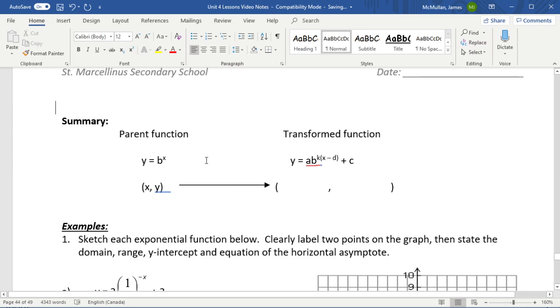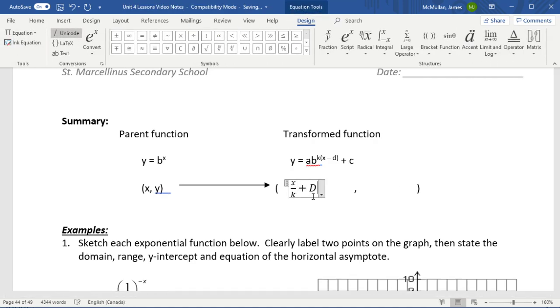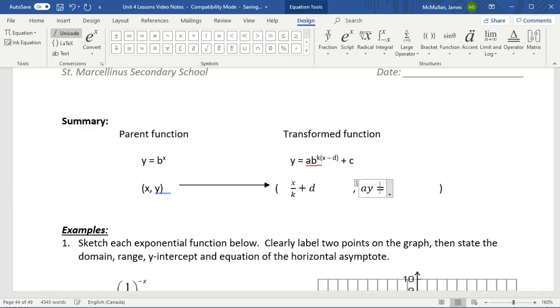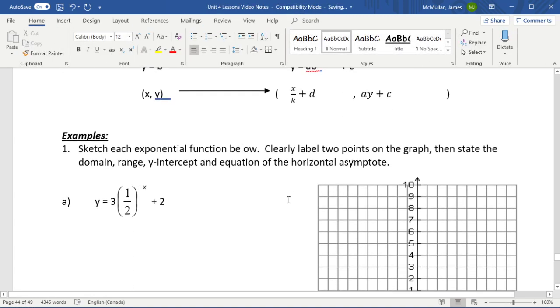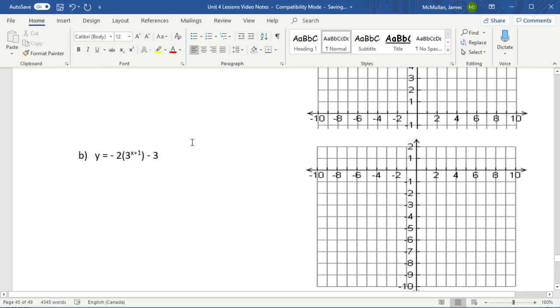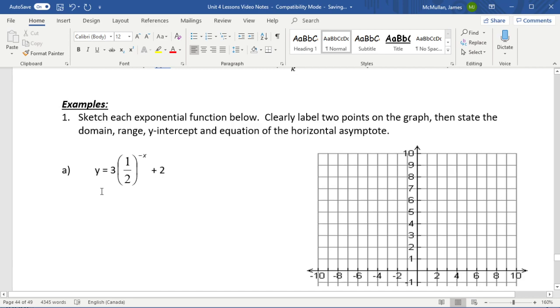Again, your transformation function that you remember, hopefully, from earlier in the course still works. Every x becomes x over k plus d. Every y becomes ay plus c. And then you will always transform these things correctly. Let's go through one together. We'll go through a couple. I mean, it's what we're doing today. So let's look at this first one.